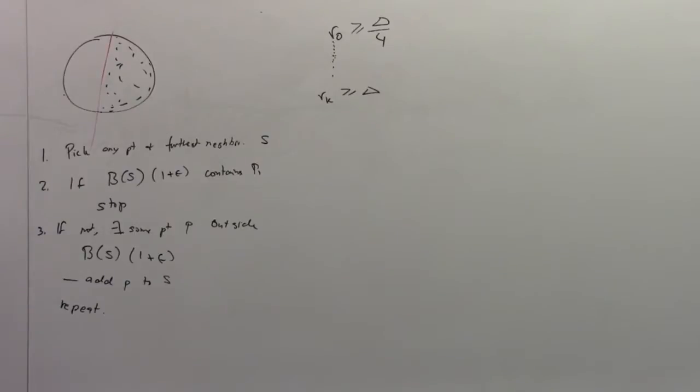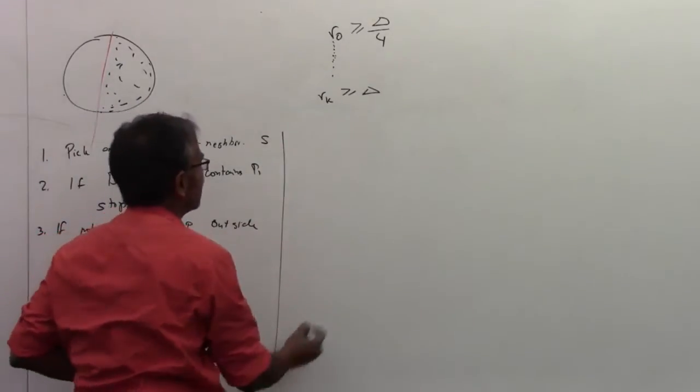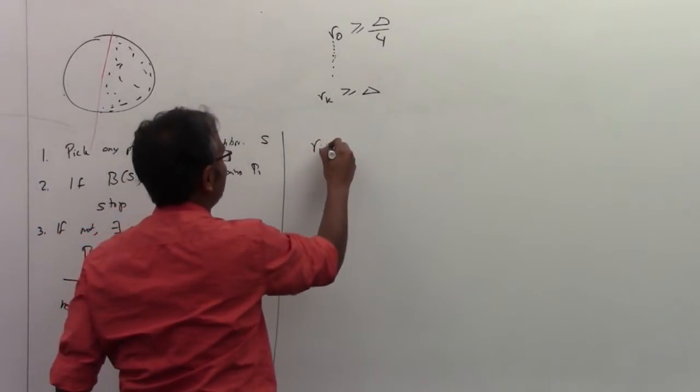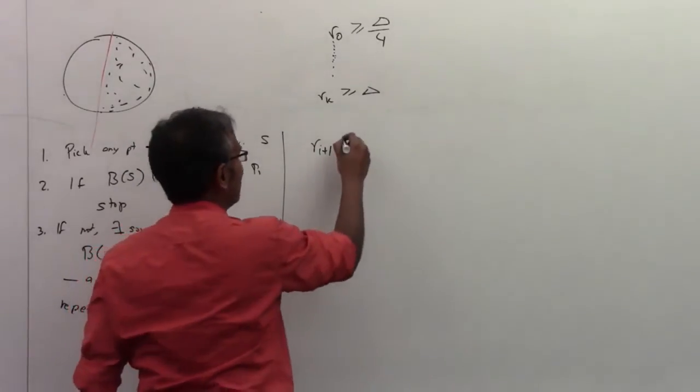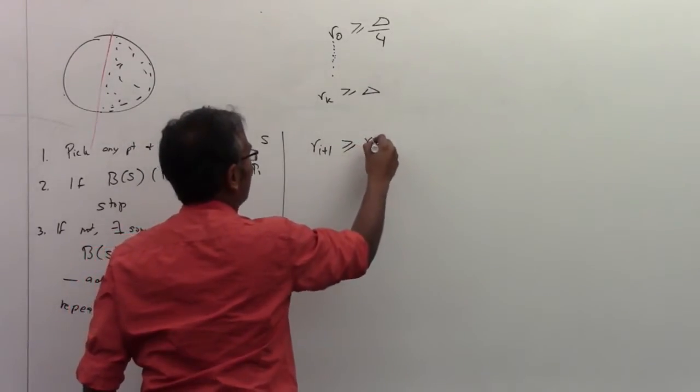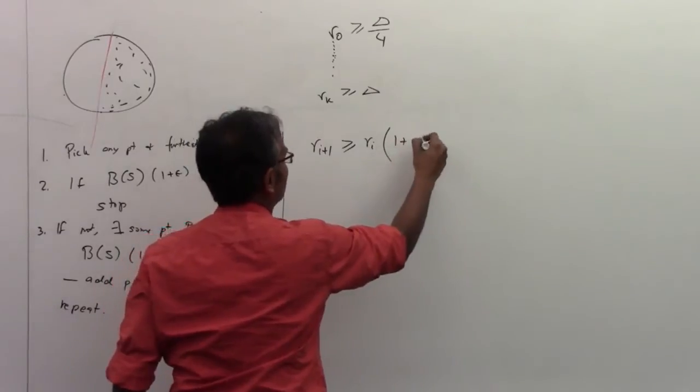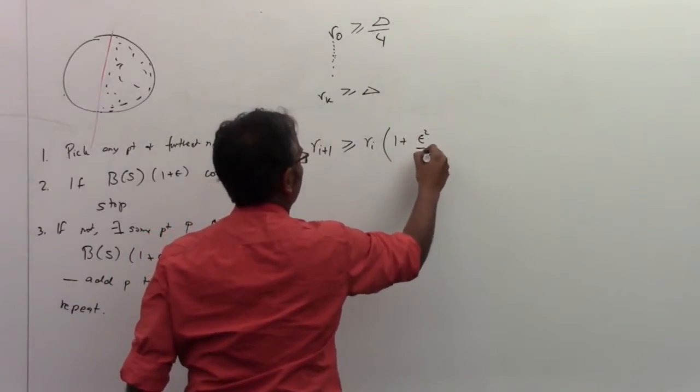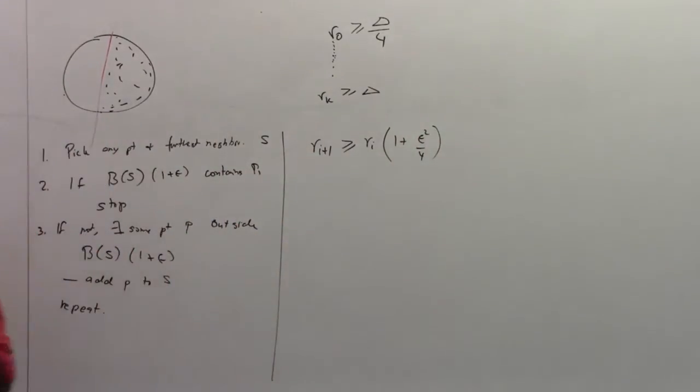And so the crux of the claim, the crux of why this whole argument works, is that Ri plus 1 is always greater than or equal to Ri times 1 plus epsilon squared over 4. The 4 is not an important thing. It's part of the proof, but just think of it as some constant.